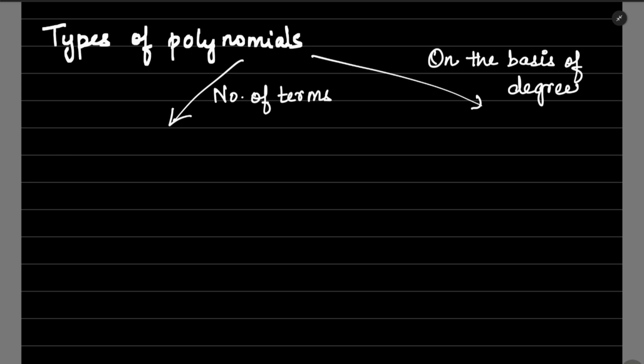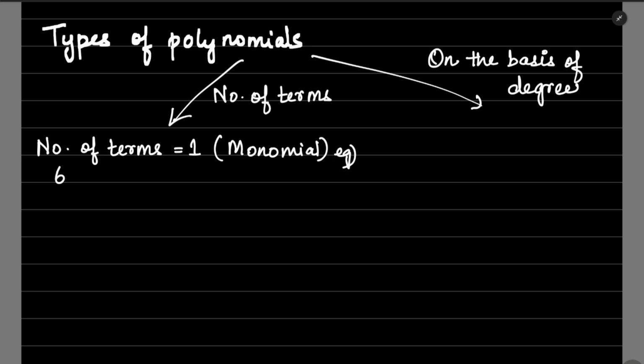So, first let's see on the basis of the number of terms, what are the different types of polynomials. If the number of terms is equal to 1, there is just one term, then it is called a monomial. For example, 6x, just x, just y, just one term, 3z cube. This is a polynomial, and it has only one term. Then it is called a monomial.